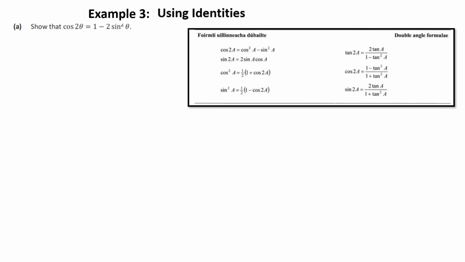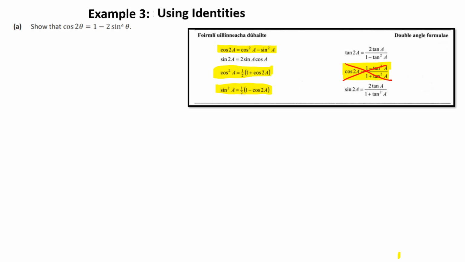So example 3.3, using our identities, show that the cos of 2 theta is equal to 1 minus 2 sine squared theta. So we're going to use some double angle formulas here. Cos of 2 theta. So we have a few here to choose from. We have this one here. We also have this one with tans, but that's probably not going to be very helpful. So we're going to say no, that one's not going to be helpful. There are actually two more. There's this one here and this one here.